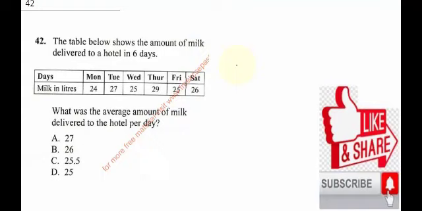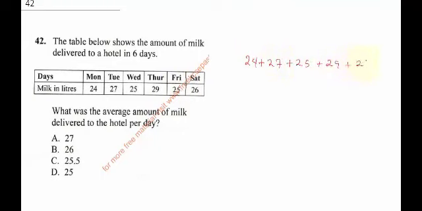Question 42 says, the table below shows the amount of milk delivered to a hotel in 6 days. What was the average amount of milk delivered to the hotel per day? Now, we are just trying to solve average. For you to get to average, all you need to do is sum up the total numbers and divide by, that's 1, 2, 3, 4, 5, and 6. So that's going to be 24 plus 27 plus 25 plus 29 plus 25 plus 26, all divided by 6.